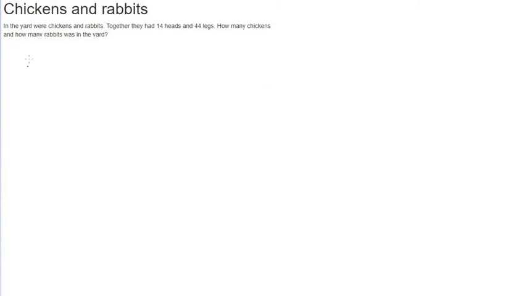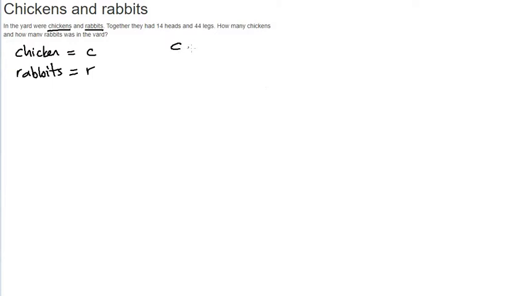So in order for us to start the question, we need to represent the two variables, which are the two types of animals which we have as chickens and rabbits. We're going to represent them with two variables. Let's call chicken C, and let's call the rabbits R.